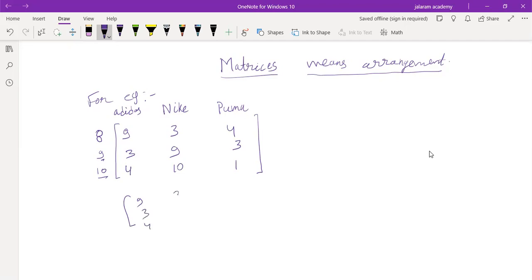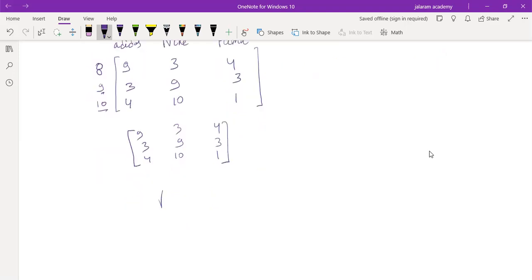Now can you tell its value? It doesn't have a real value. It is only an arrangement of data in rows and columns, and it is denoted by Aij. Aij means matrix, singular of matrices, matrix, or plural of matrices, matrices.